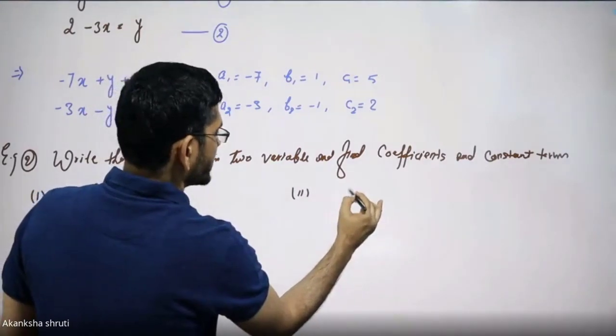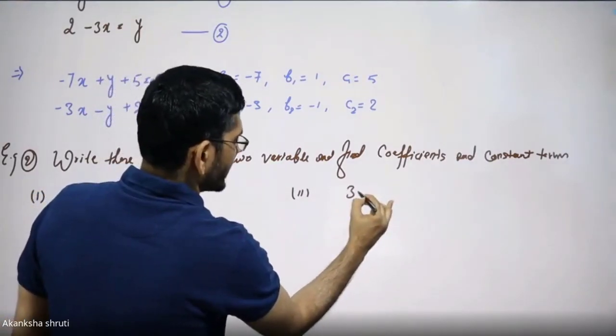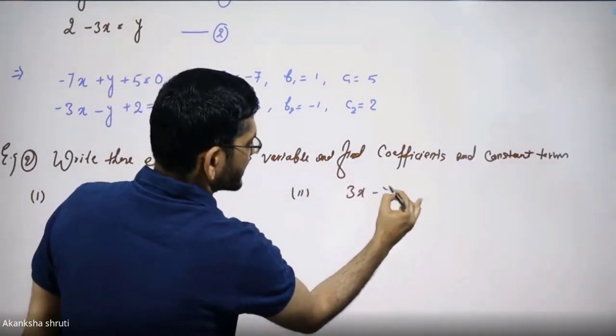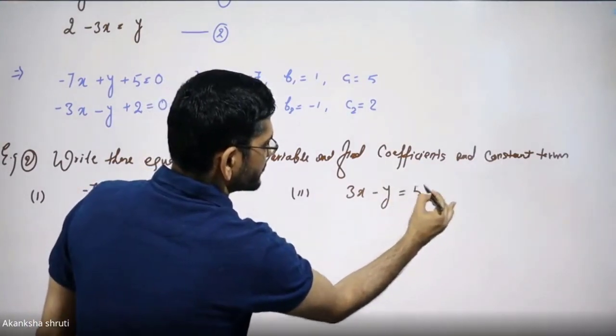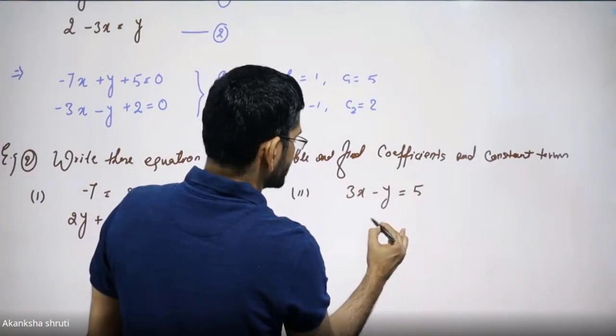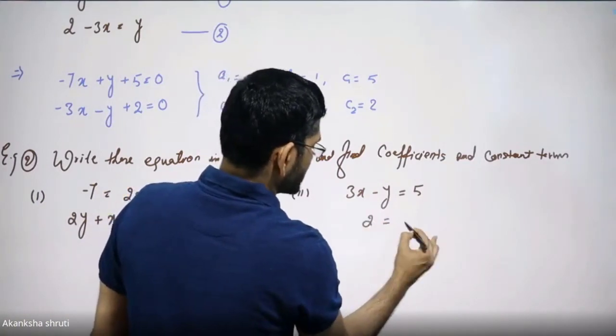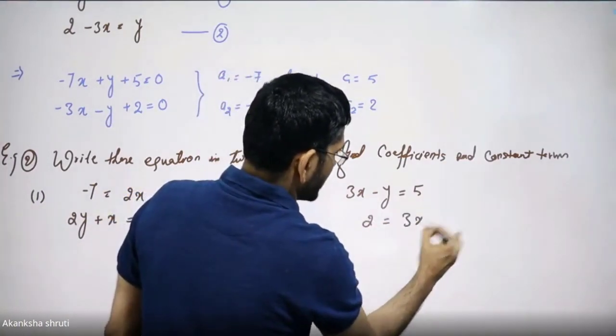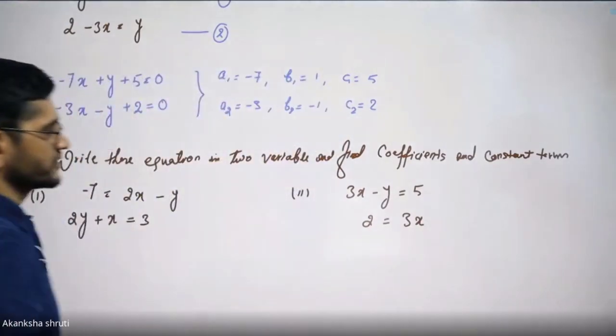The second pair, let us take 3x minus y is equal to 5, and the next one is 2 is equal to 3x. Let us do for this one only.